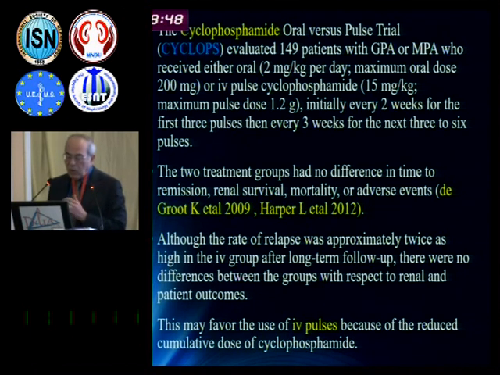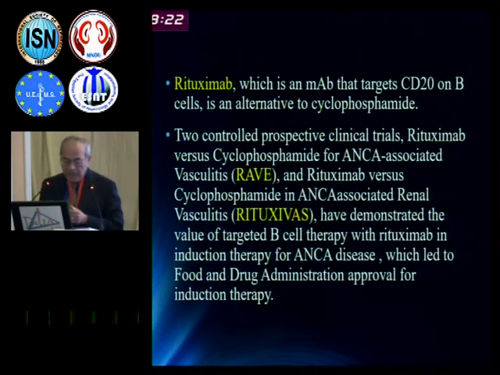Cyclophosphamide could be given oral or intravenous. There are a lot of trials which show that the outcome more or less will be equal. But with intravenous cyclophosphamide, we use a lower or smaller cumulative dose of cyclophosphamide, consequently less side effects. So possibly intravenous cyclophosphamide is preferable over oral.